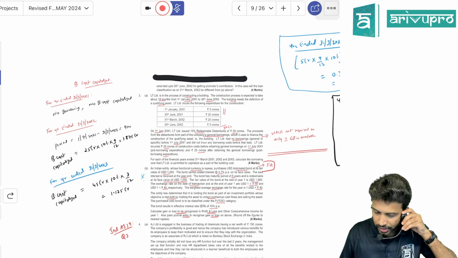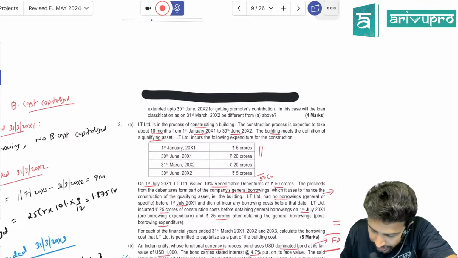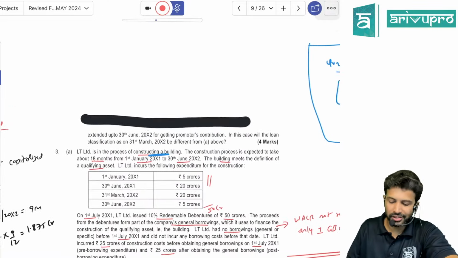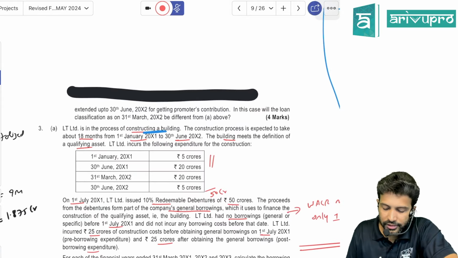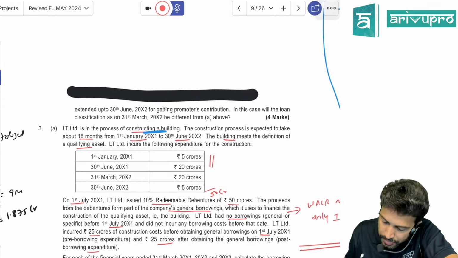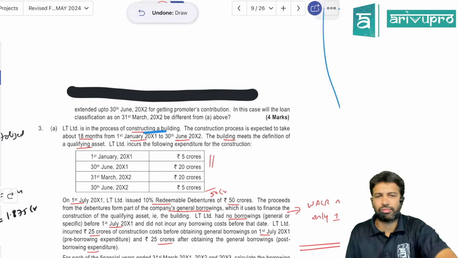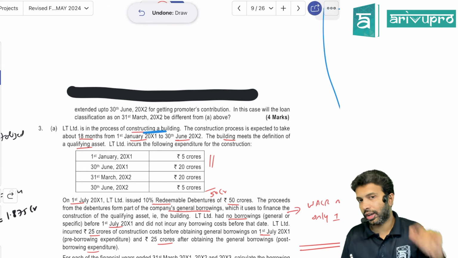Okay, question number 3A, sir. LT Limited is in the process of constructing a building. This is about India's 23 ka borrowing cost wala question. Good one, I could say. LT is in the process of constructing a building. The construction process is expected to take about 18 months. So it looks like a long period of time.